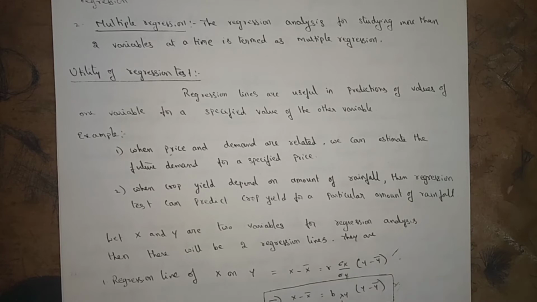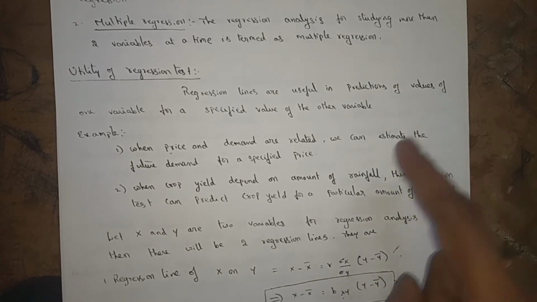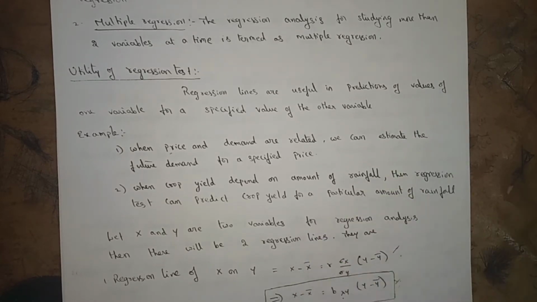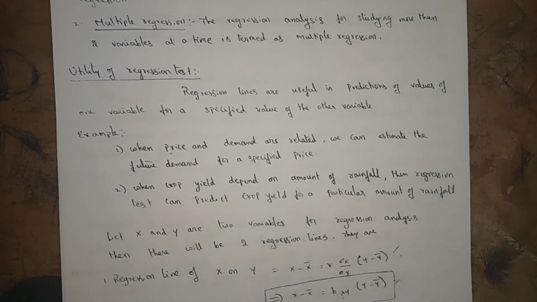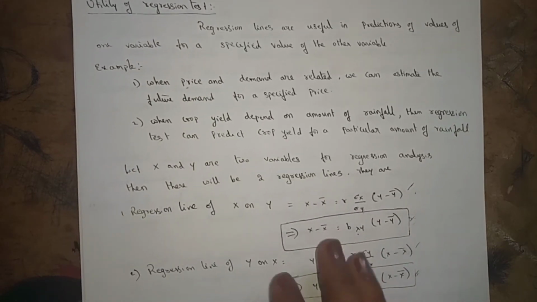This is also one more important example of a utility of regression test. Why we are using the regression analysis, when we can apply the regression test, at what time we can apply the regression test. Now the regression line x on y, y on x.